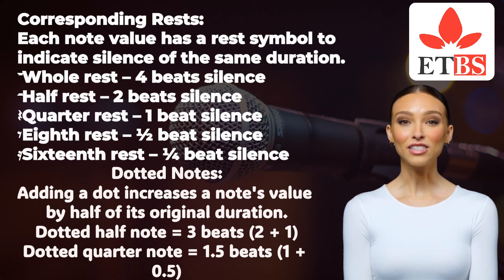Dotted notes: adding a dot increases a note's value by half of its original duration. Dotted half note equals 3 beats, 2 plus 1. Dotted quarter note equals 1.5 beats, 1 plus a half, 0.5.